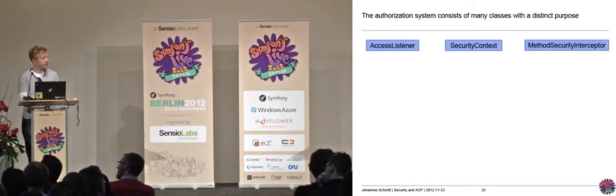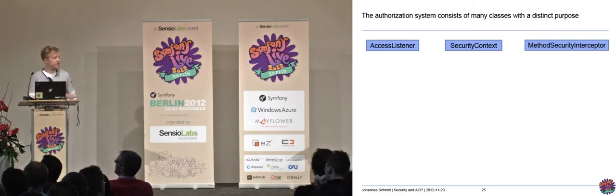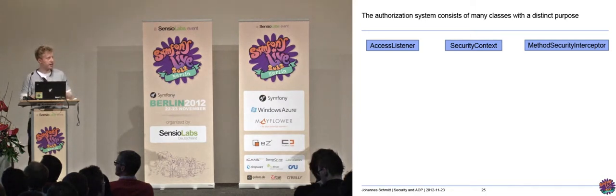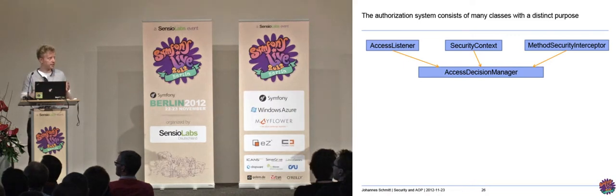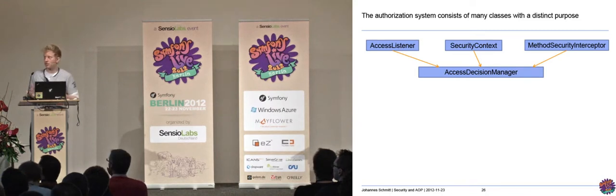So how does this work? We basically have several classes which interact there. We have the access listener. We have the security context, where we have the isGranted method, and we have the method security interceptor, which intercepts your method invocations or controller action invocations. And all of these three basically proxy to the access decision manager, which makes the decision whether the user is allowed or is not allowed.